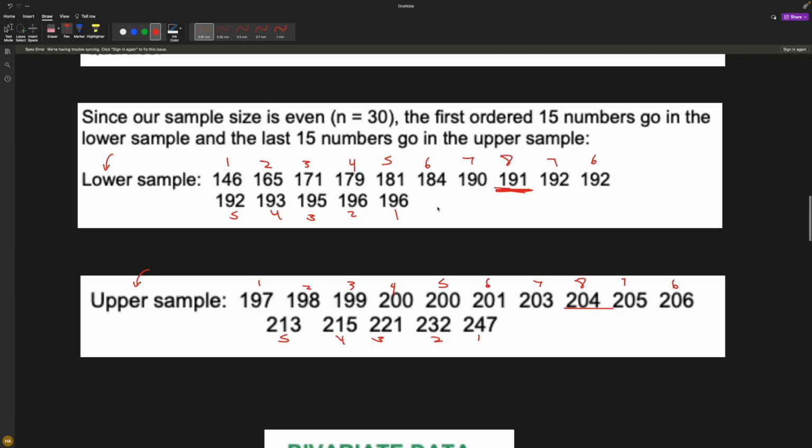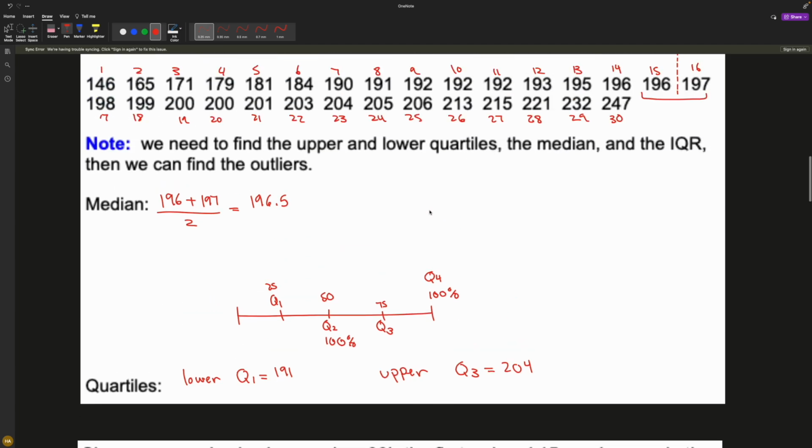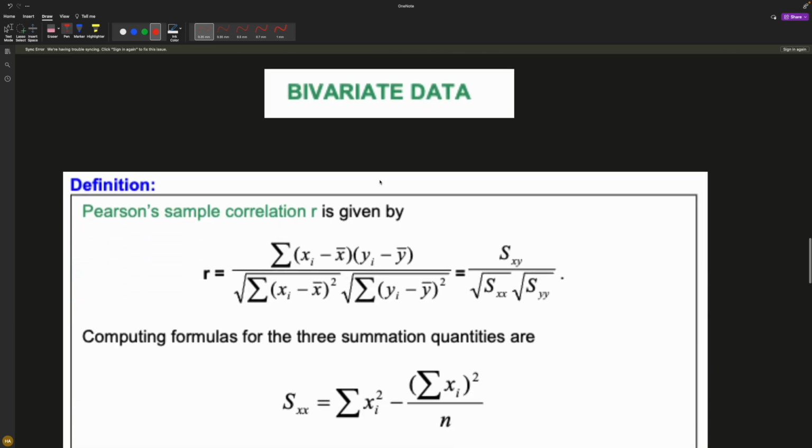Okay, so that's really it for quartiles. If it's raw data, you just want to split it in half and then split it in half again. If it's continuous, you just want to integrate to that point at 25 and 75. Since our sample size, it says it here, is even, the first ordered 15 numbers go in the lower.